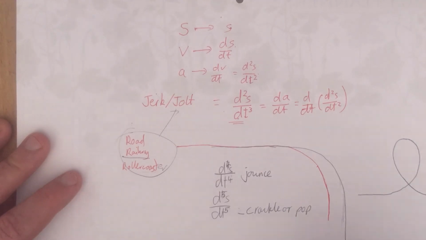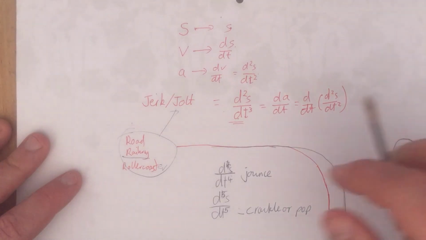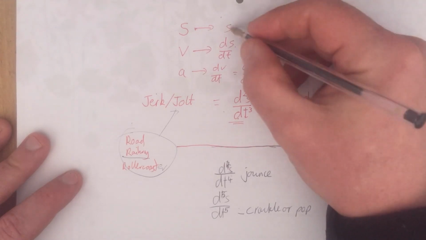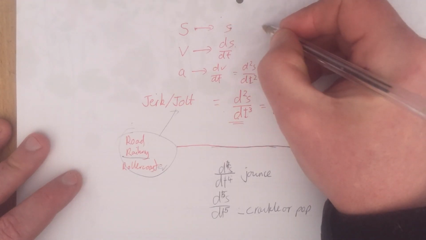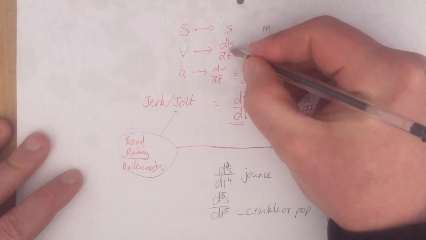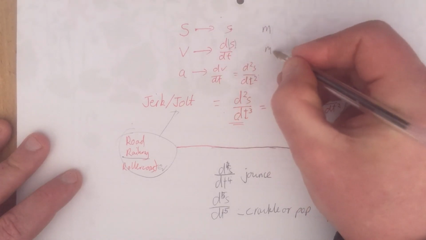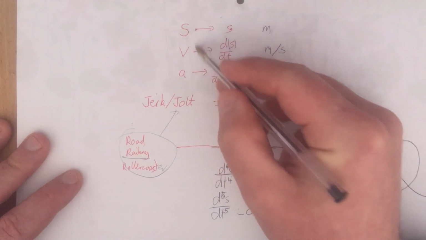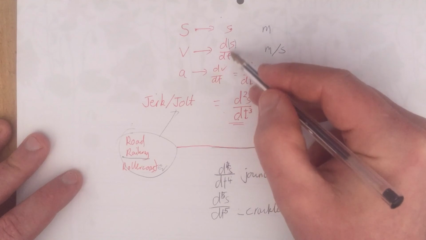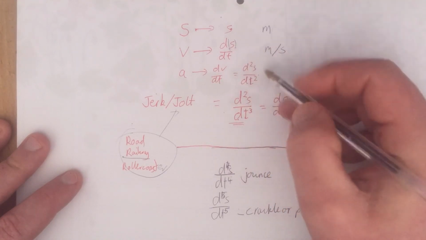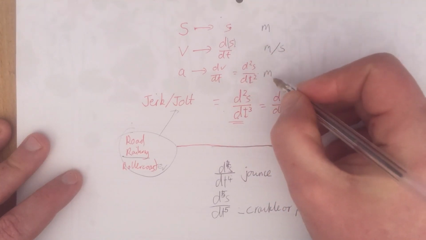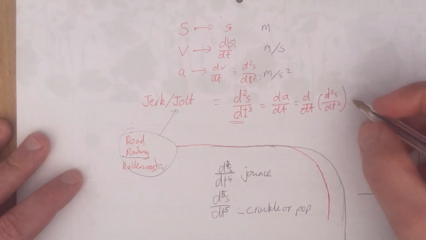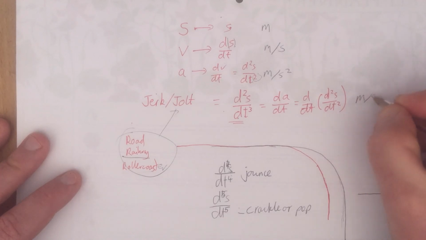One other wee thing as well, something that probably makes a bit more sense when we put it this way. Let's go back to the beginning again. The unit of displacement is meters. The unit of velocity is meters per second. The unit of acceleration is meters per second squared. And the unit of jerk or jolt is actually meters per second cubed.